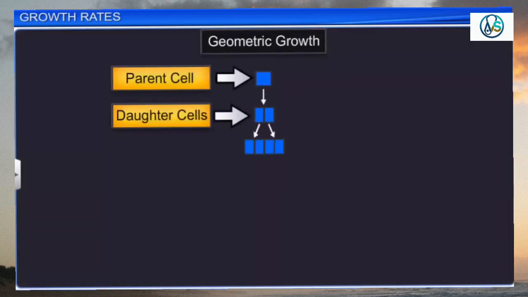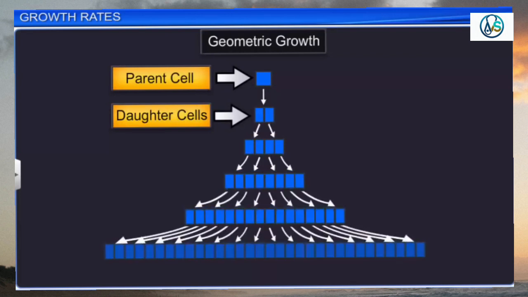Geometric growth, on the other hand, refers to the division of both daughter cells obtained during mitosis.